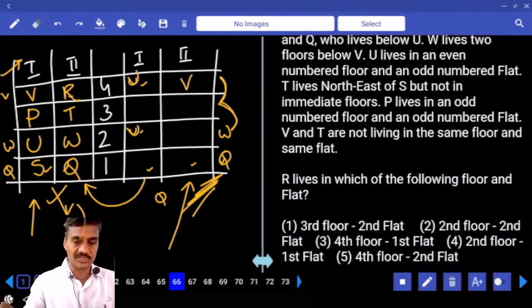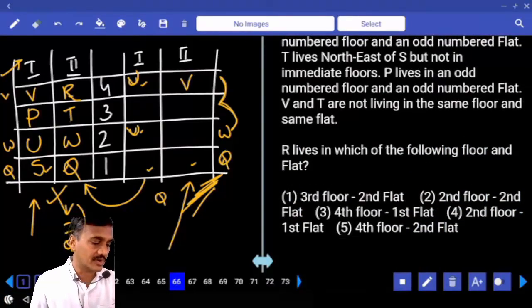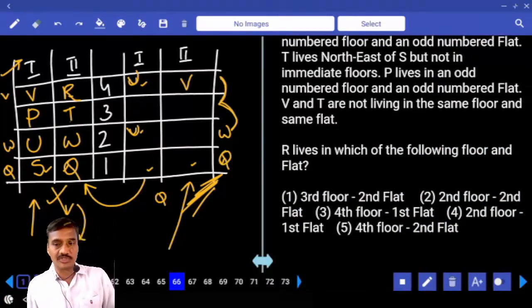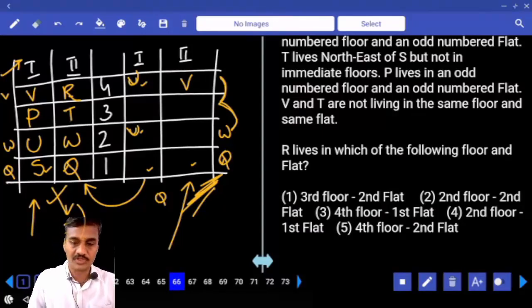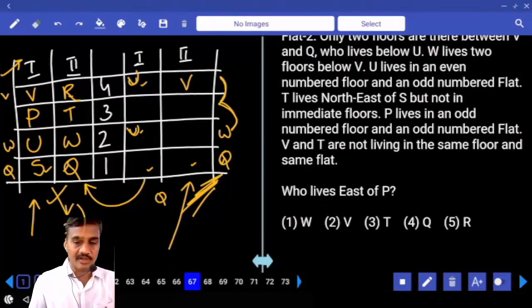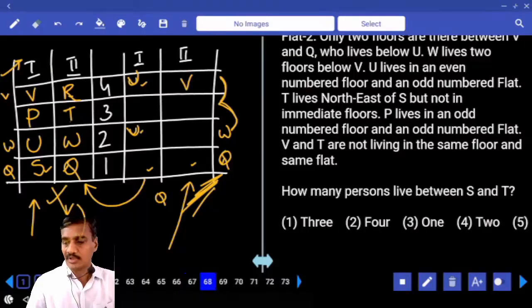Now this is about questions 66 to 70. Now coming to 66. R lives on which floor and which flat? 4th floor, 2nd flat. Choice 5. And who lives to the east of P? T, choice 3.